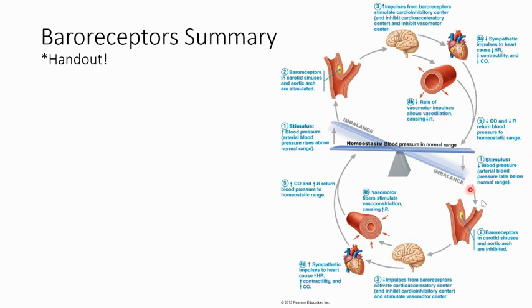And then you can also follow it the other way. What if blood pressure was too low? How is that going to look? And again, you can see 4A right here. We're not going to talk yet about the vasomotor control, 4B. That's going to actually be in the next chapter.